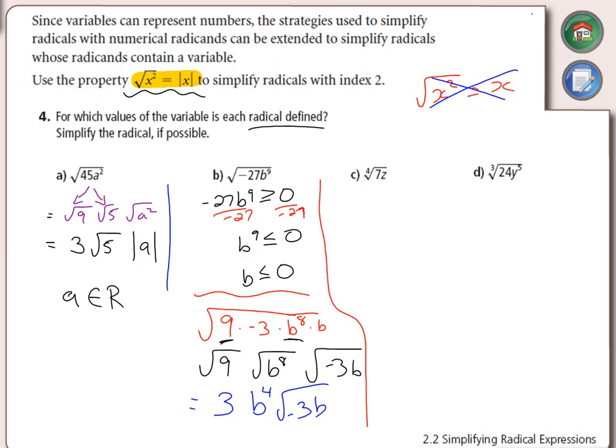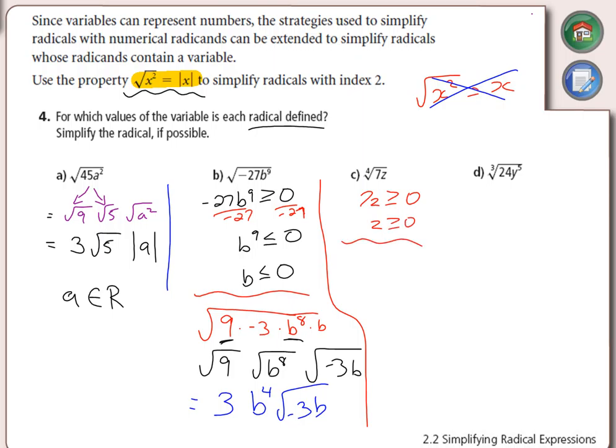All right, starting with where is it defined? The radicand has to be greater than or equal to 0. It's an even radical, even index. So therefore, I have to look at the restrictions. So that means z is greater than or equal to 0. Good, got that part done.